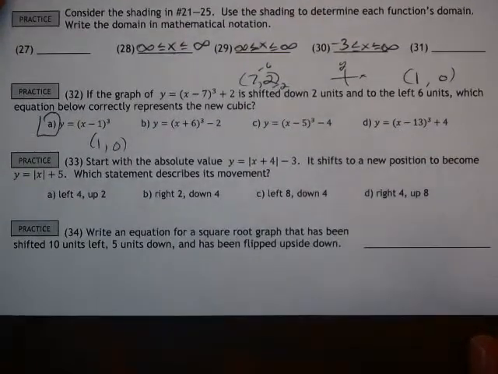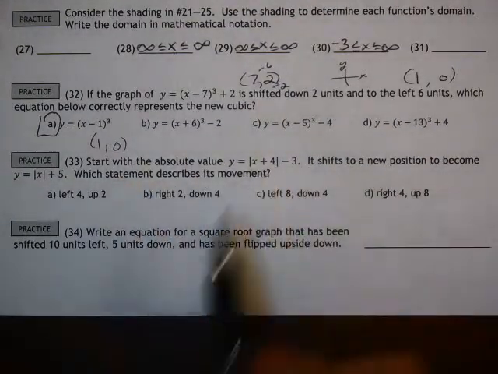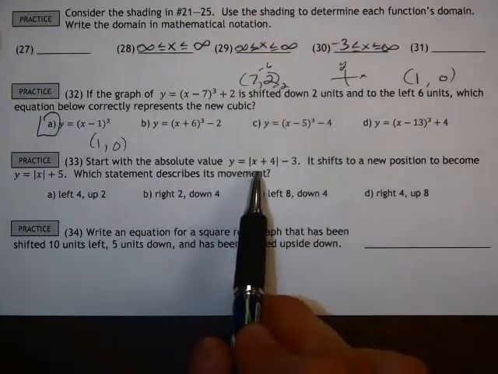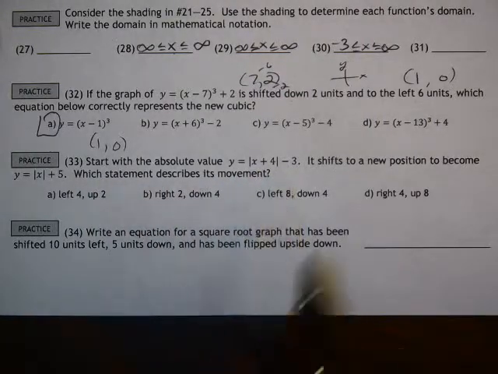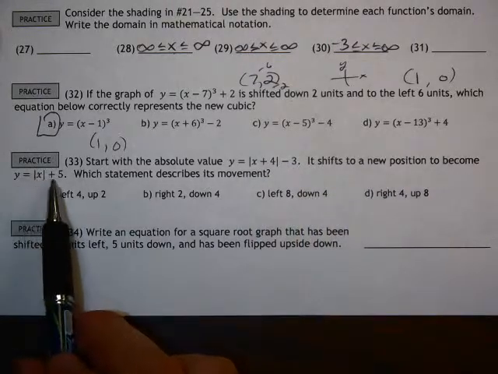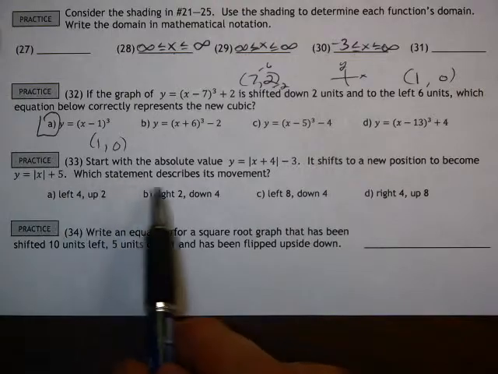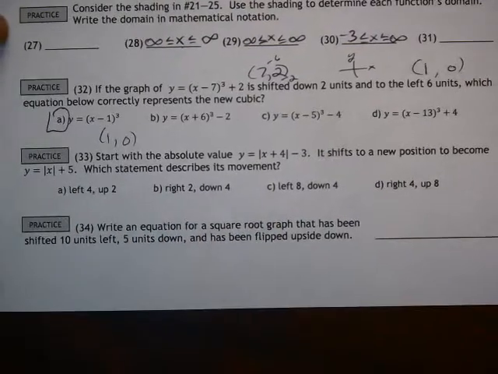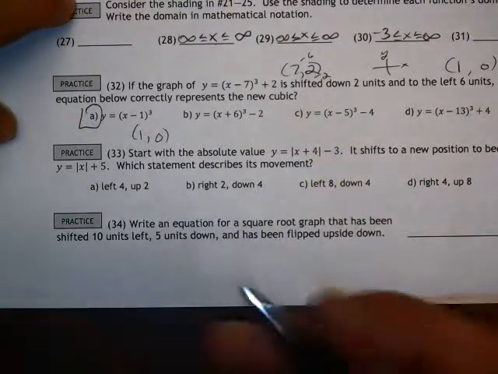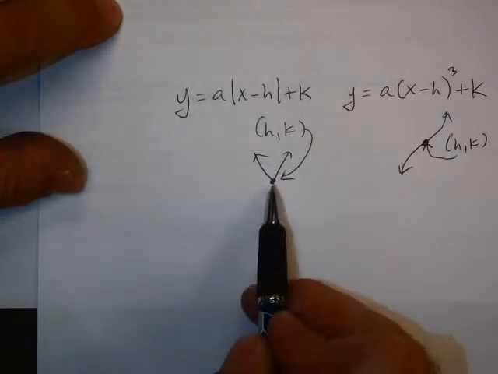Now number 33, we're switching to an absolute value graph. Start with y equals the absolute value of x plus 4 minus 3. It shifts to a new position to become y equals absolute value of x plus 5. Which statement describes this movement? Again, same strategy. We're going to look at finding the h and k, which in the case of absolute values is the vertex. So we're going to find this h and k point for both of these.